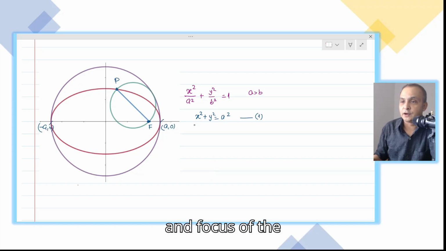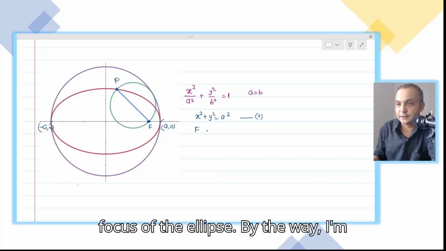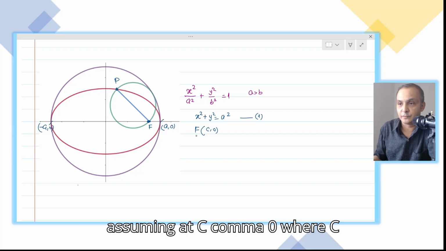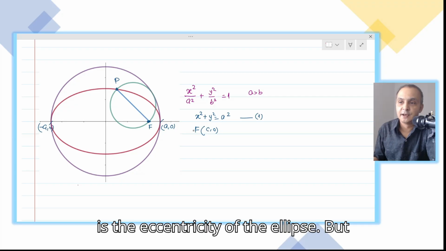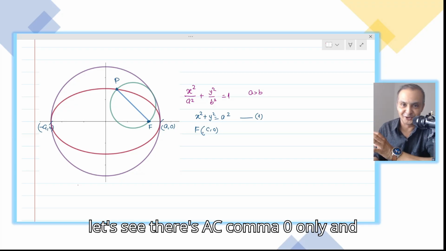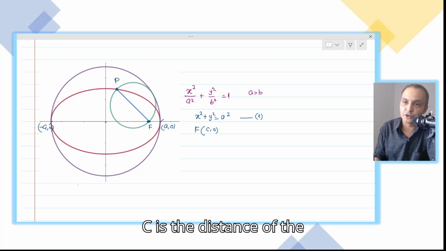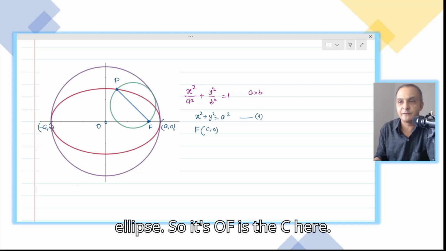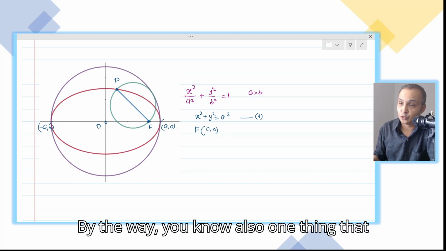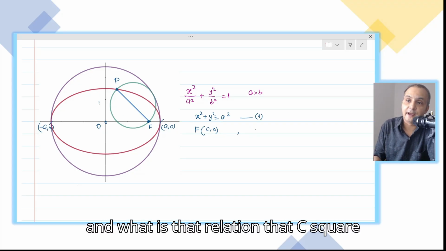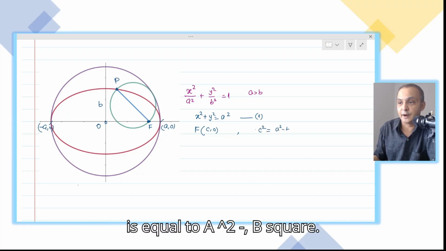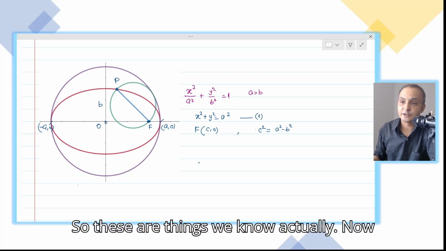And the focus of the ellipse, by the way, I'm assuming at c comma 0, where c is, you can also take ae comma 0, where e is the eccentricity of the ellipse, but let's say c comma 0 only, and c is the distance of the focus from the center of the ellipse. So OF is the c here. By the way, you also know the relation between a, b and c, and what is that relation? That c squared is equal to a squared minus b squared.